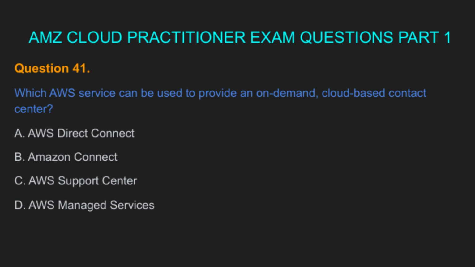Question 41. Which AWS service can be used to provide an on-demand, cloud-based contact center? A. AWS Direct Connect. B. Amazon Connect. C. AWS Support Center. D. AWS Managed Services. The answer is B. Amazon Connect is an AWS service that provides an on-demand, cloud-based contact center that enables businesses to provide high-quality customer service at a lower cost than traditional contact center solutions. It is a fully managed service that can scale up or down to meet changing business needs, and it provides features such as automatic call distribution, call recording, and analytics.